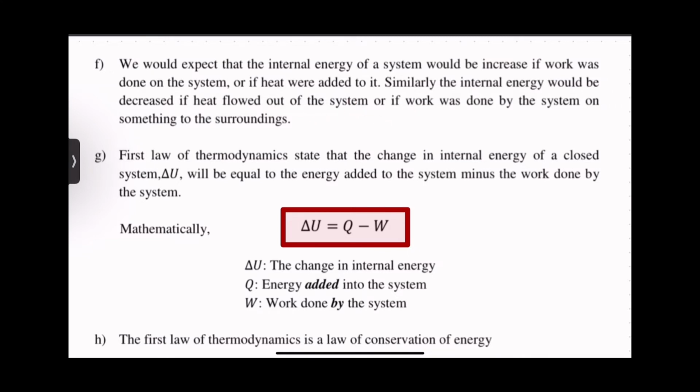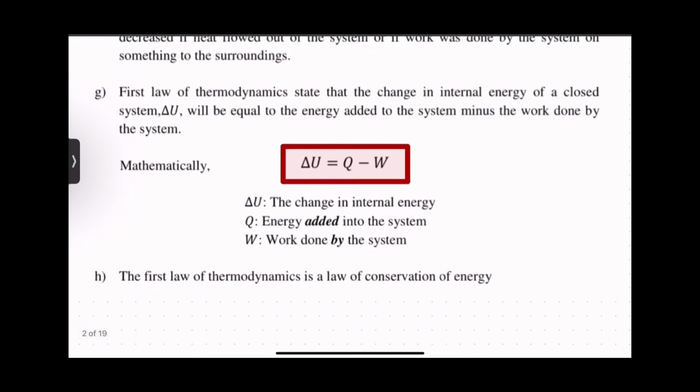So based on this statement, the first law of thermodynamics says that the change in internal energy of a closed system, delta U, will be equal to the energy added to the system minus the work done by the system. So mathematically, we can write the equation of the first law of thermodynamics as delta U equals Q minus W, where delta U is the change in internal energy, Q is the energy added into the system, and W is the work done by the system. Now, the first law of thermodynamics is a law of conservation of energy.